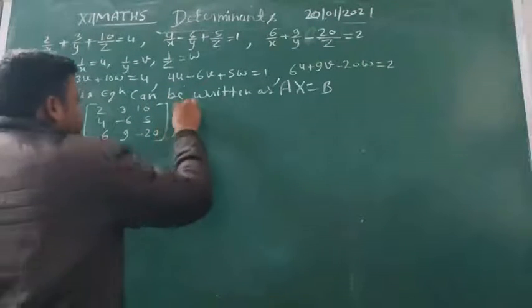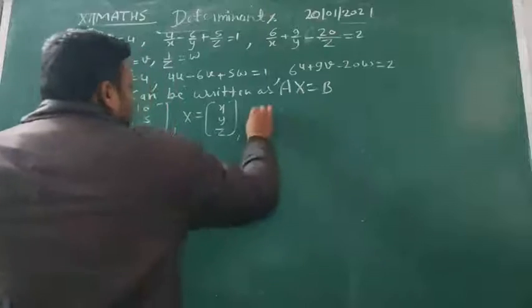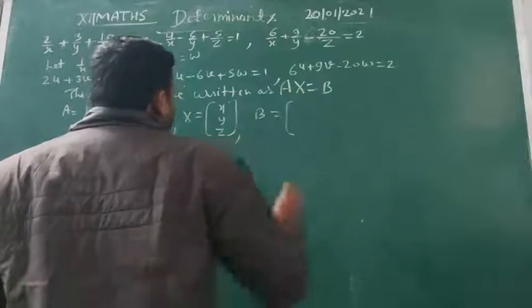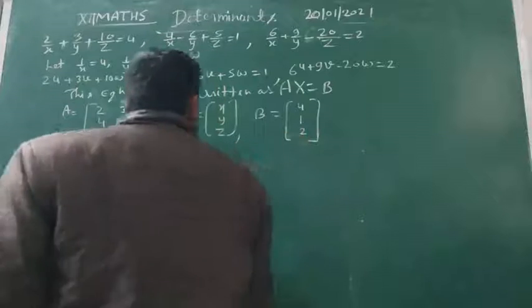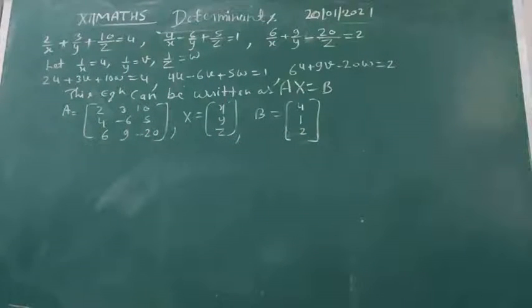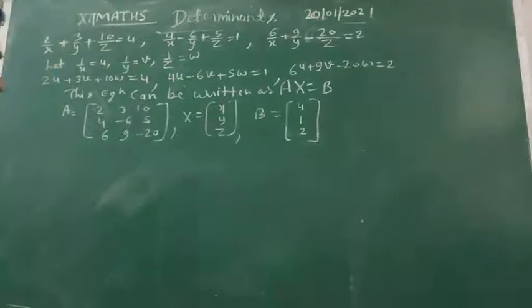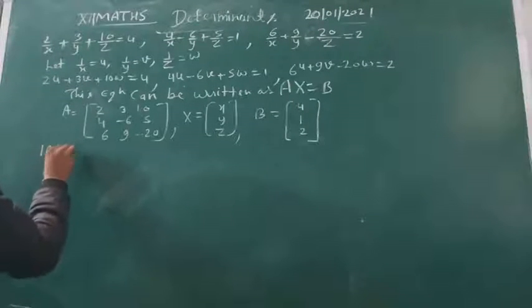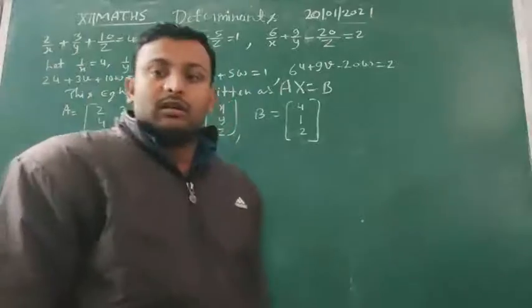And X is x, y, z, and B is 4, 1, 2. Okay, so these are our equations. Now, student, we have to solve these by using the matrix method and find the values of x, y, z. First of all, we will find the determinant of A. If the determinant of A is not equal to 0, then we can say that our inverse exists.